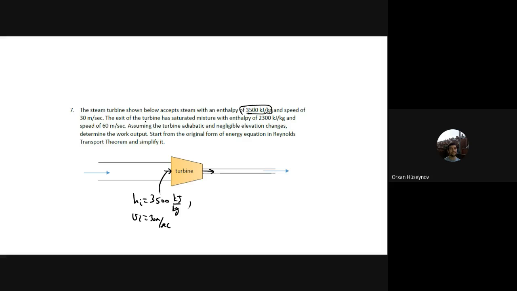And then the exit of the turbine has a saturated mixture with the enthalpy. It is given, okay? There is no need to look at the table. Enthalpy at outlet is 2,300 kilojoules per kilogram. And also the velocity at outlet is 60 meters per second. Okay. Assuming the turbine is adiabatic, and the negligible elevation change, so delta Z is 0, determine the work output. Okay, we should find what is the work output from the turbine.